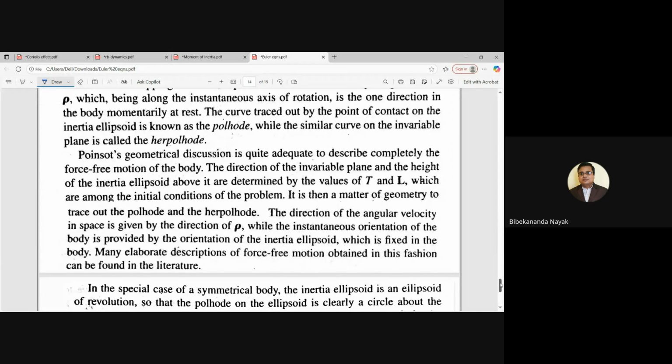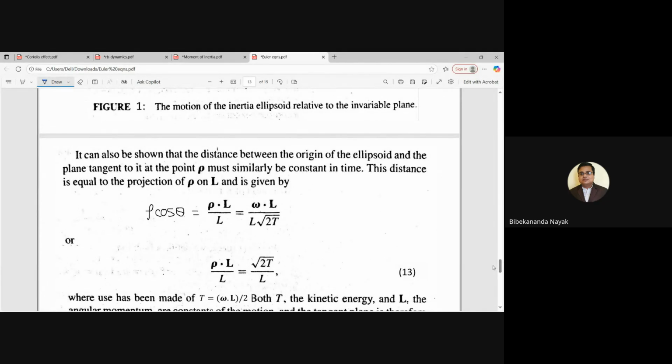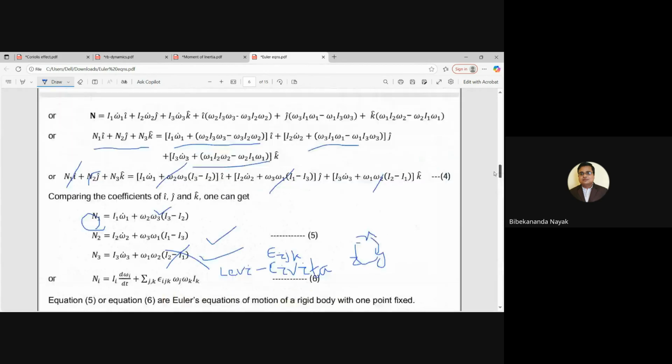Next, we go for a very important part, which is the heavy symmetrical top.